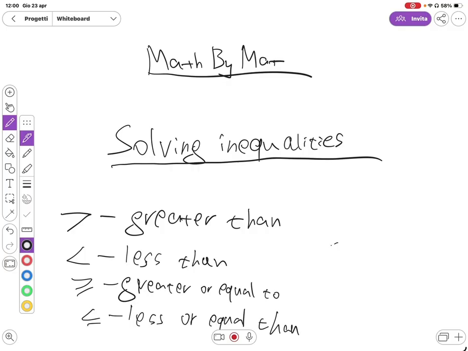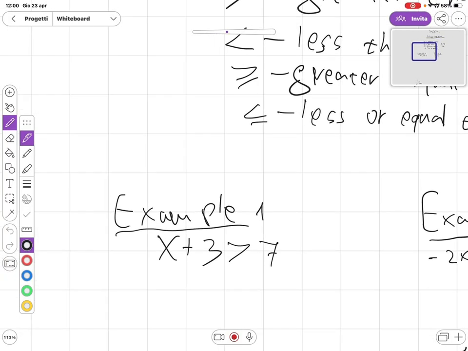So for example, if we put x is more than 3, it means that x can be any number that is bigger than 3, or if x is less than or equal to 4, it means x can be any number less than 4, or it can be equal to 4, because here we put also an equal sign. Let's start off with some examples.